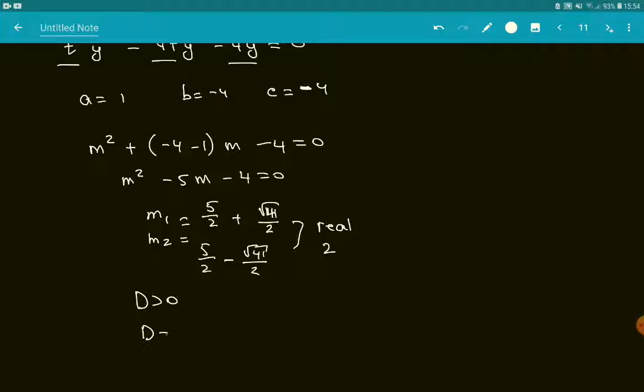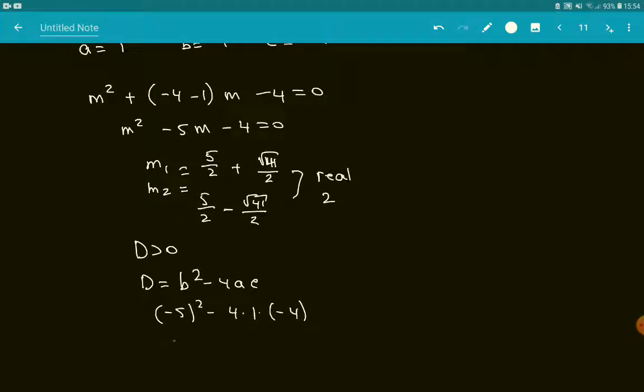The discriminant is equal to b squared negative 4ac. b is negative 5 squared negative 4 multiplied by a is 1, c is negative 4. So as we can see from here, 25 plus 16 is definitely bigger than 0, which means we have two real roots.